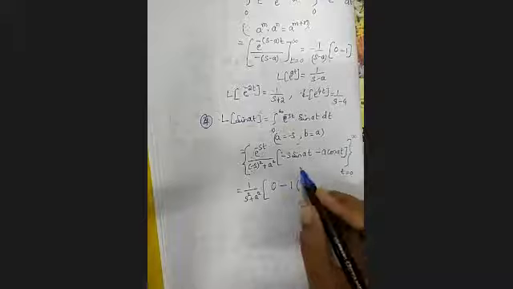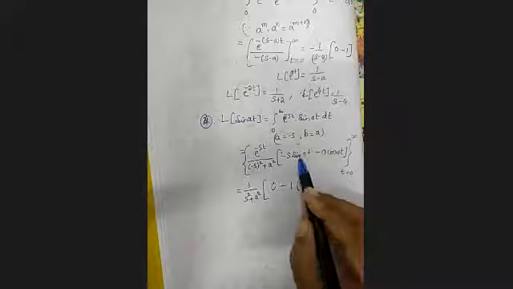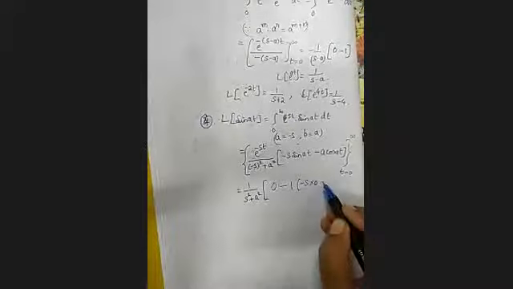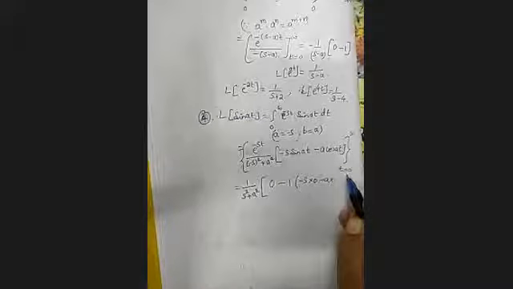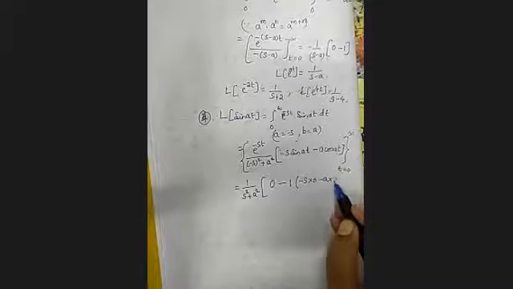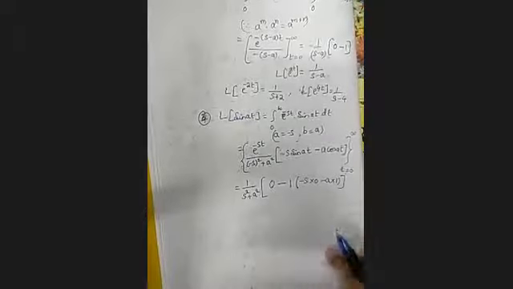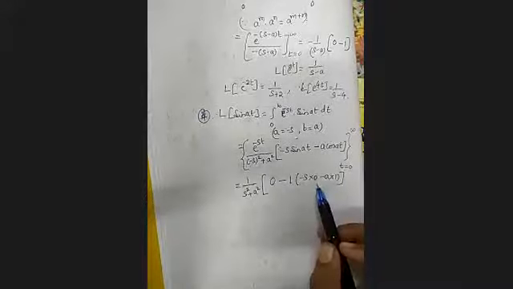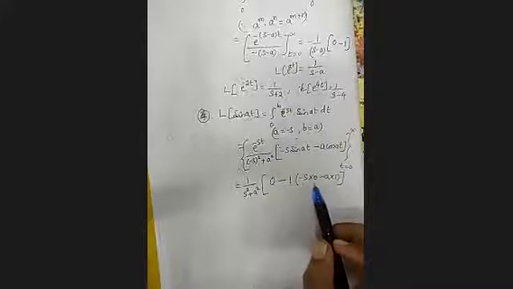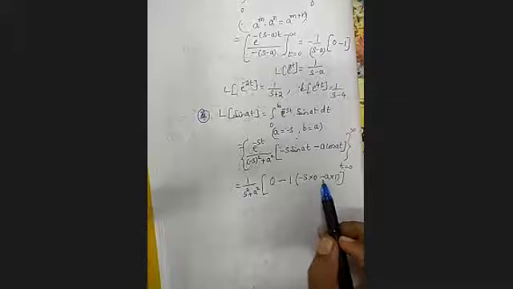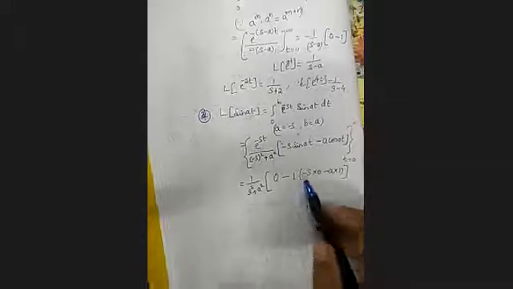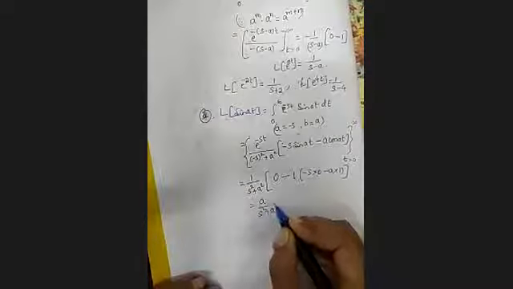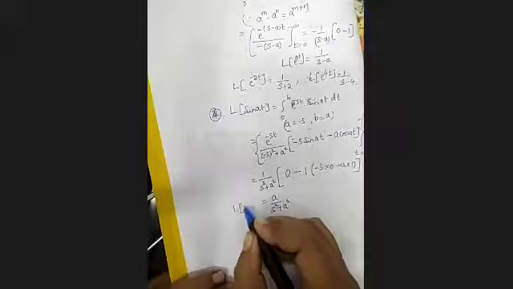1 into bracket minus s into sine 0, which is 0, minus a into cos 0, which is 1. So what is the value of the whole bracket? s into 0 is 0, no? Minus a, and the minus outside makes it plus a. It is just a. This will go. A divided by s square plus a square. This is Laplace of sine at.